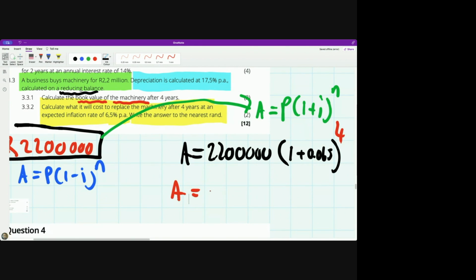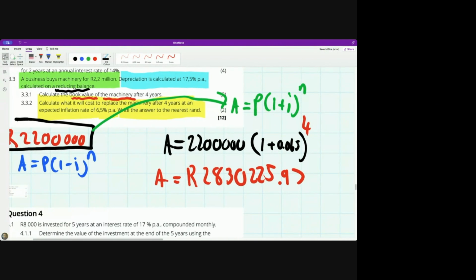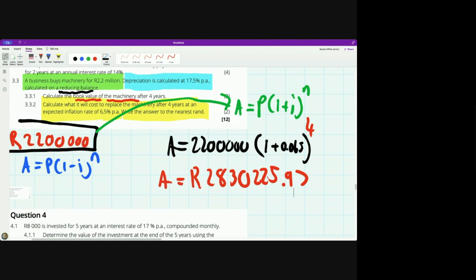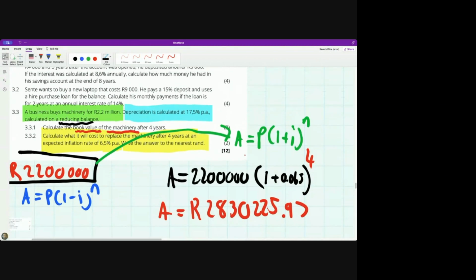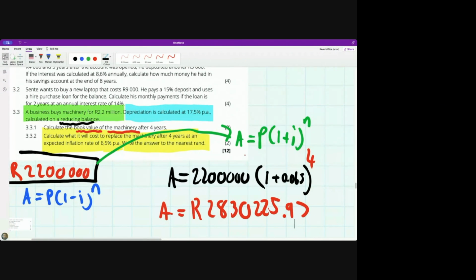So I put 2,200,000 times open bracket 1 plus 0.065 close bracket to the power of 4, and I get 2,830,225.97. So it's gone from 2 million to 2,830,225, and I think that sounds pretty reasonable to me.